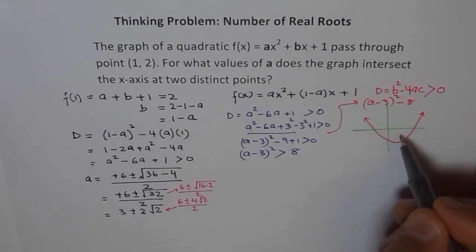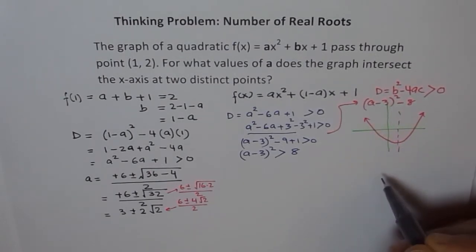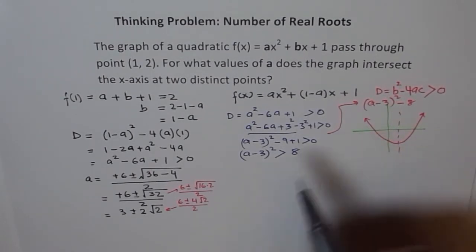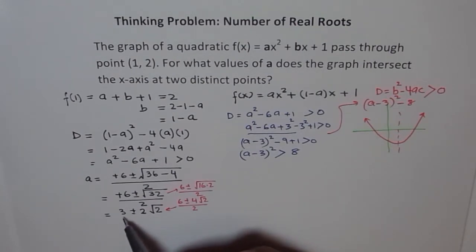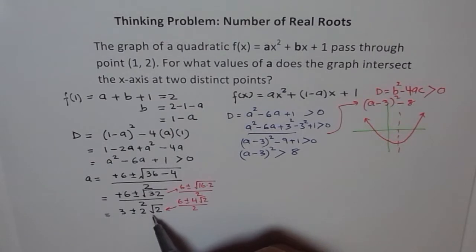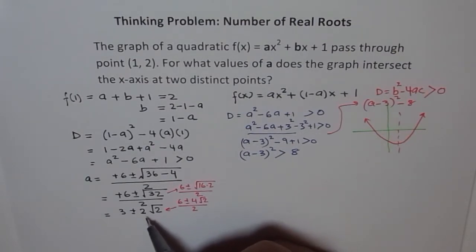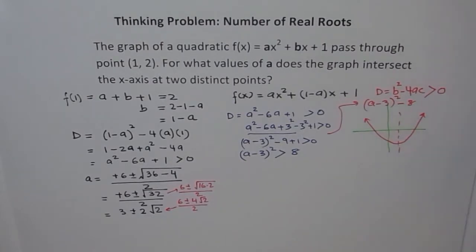Does it make sense? This is kind of your parabola, correct? And we have got 2 zeros. The zero is at 3 plus 2 square root 2. 2 square root 2 is more than 3. Do you understand? Square root 2 is 1.414, correct? So 2 times 1.414 is more than 3, so we get a negative number also. Is that okay? Now we can find what 2 square root 2 is.